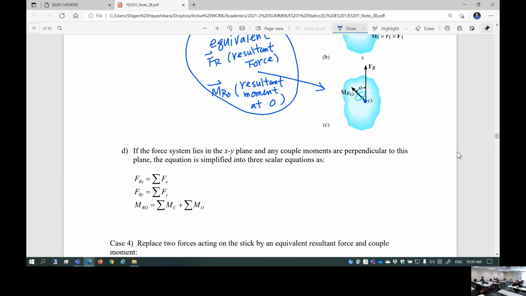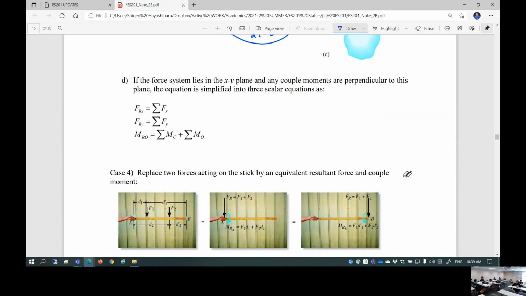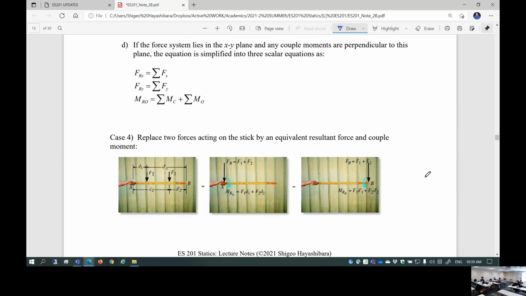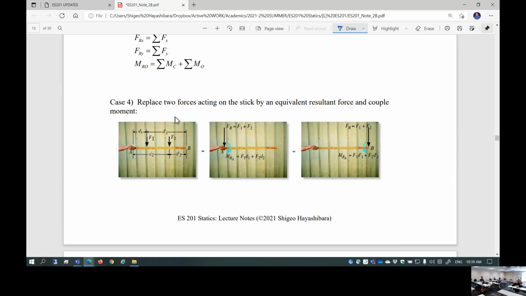All right. So part B, what's that? If the force system lies in the XY plane and any couple moments are perpendicular to this plane, the equation is simplified. Oh my goodness. The equation is simplified. Resultant force in the X direction is the sum of all the forces in X. Resultant force in Y is the sum of all the forces in Y. Couple moment is essentially, let's just add them all up if it's 2D. So we're going to start with 2D analysis. So this is the case for 2D analysis.